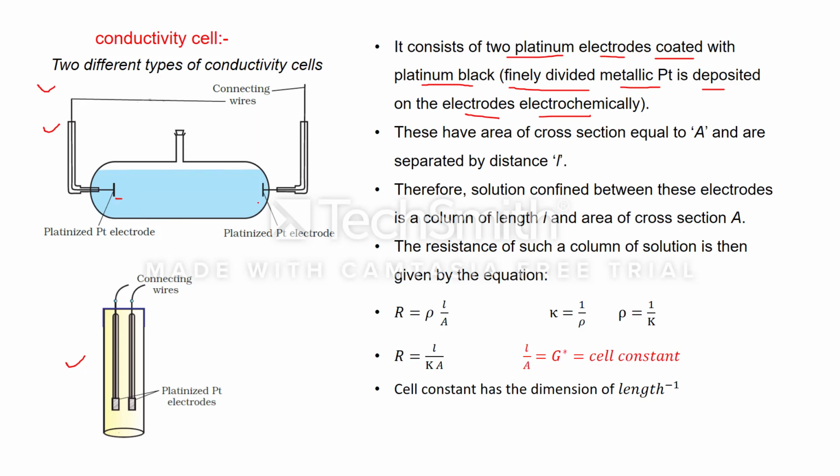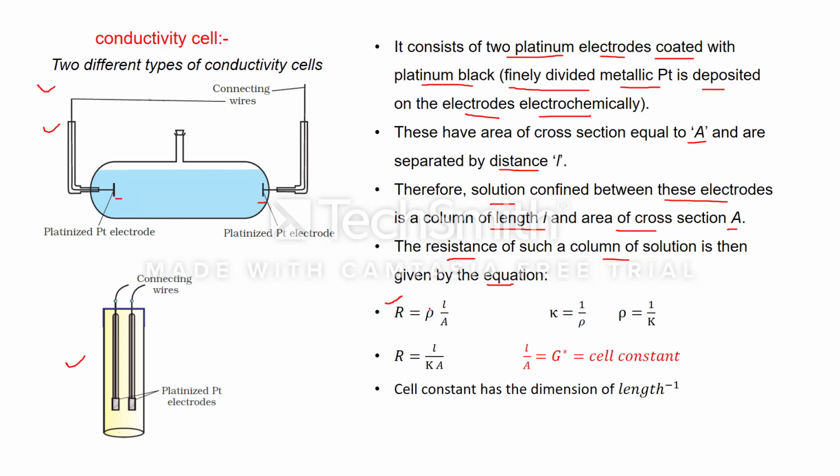This is one and this is the other. These have an area of cross section equal to A and are separated by distance L. Therefore, the solution confined between these electrodes is a column of length L and area of cross section A. The resistance of such a column of solution is then given by a formula we already discussed.